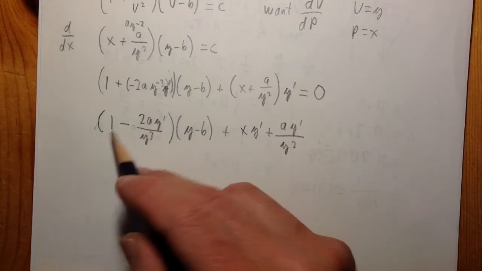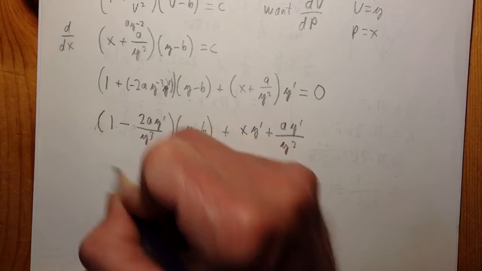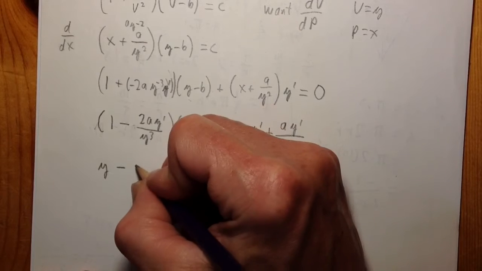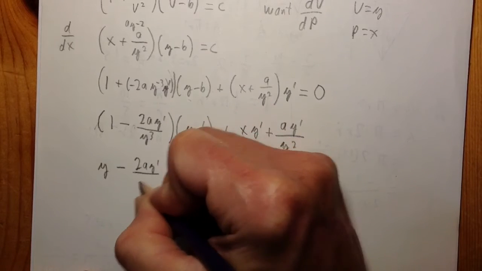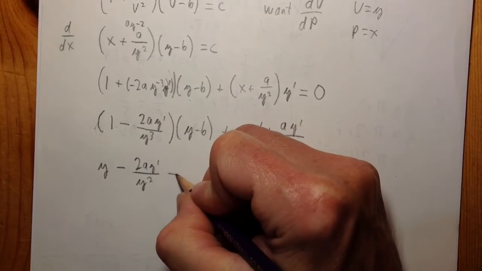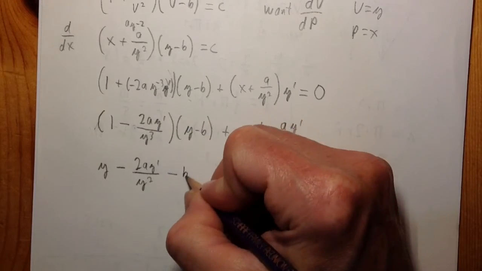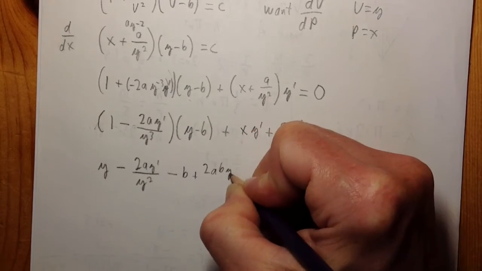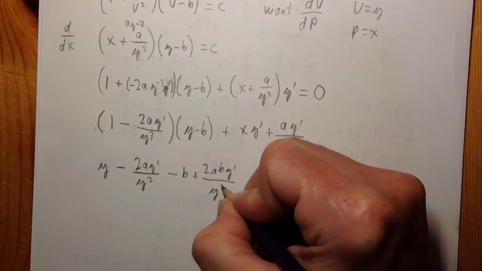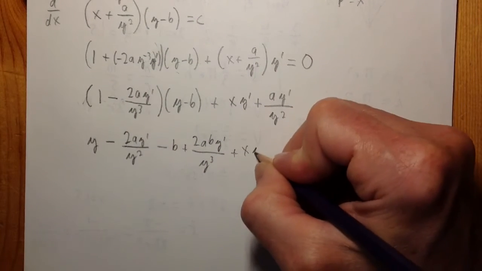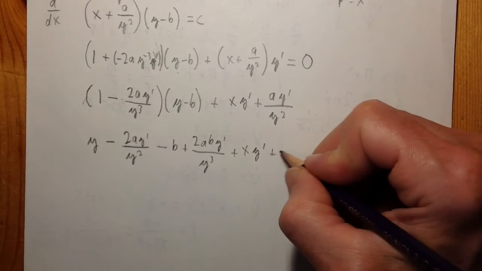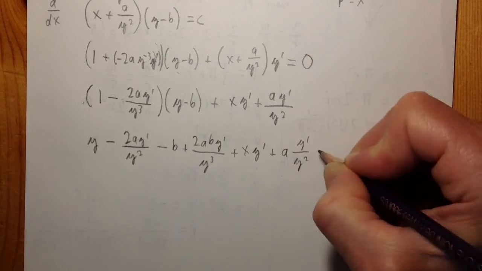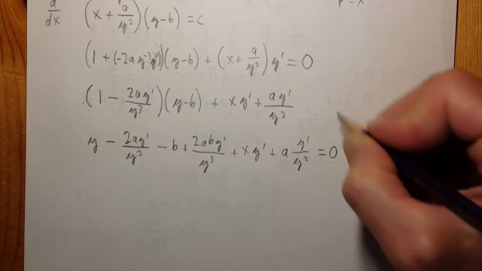Okay, now let's multiply this out. y times this is y, minus the y cancel the y squared, 2a y prime over y squared, minus b times that's just b, minus b times 1 is minus b, then minus b times this is plus 2ab y prime over y cubed, plus x y prime plus a y prime over y squared, and that all equals 0.